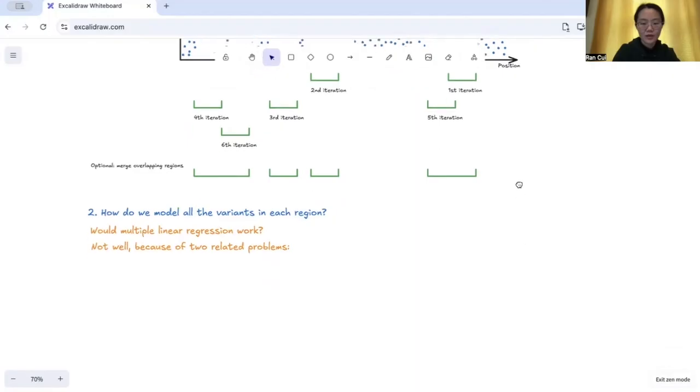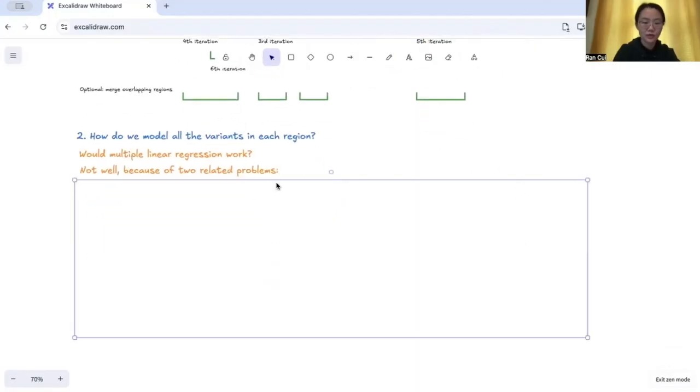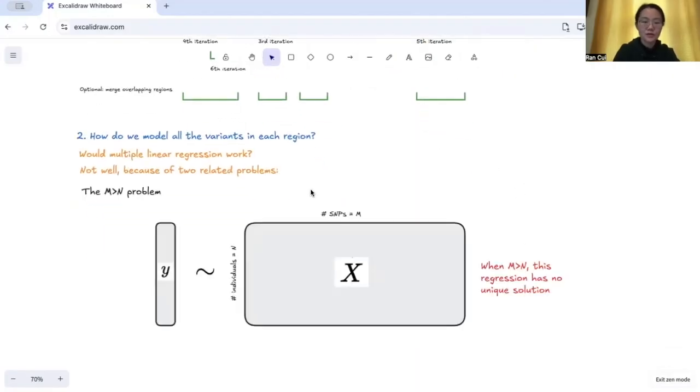And why is that? There are 2 related problems. The first problem is the m greater than n problem, where if we regress y against X and X is a matrix that's wider than it is tall, then this system of linear equations that we set up will not have a unique solution, and the math will just fail. However, you might say that, okay, in larger biobanks, we have larger sample sizes.